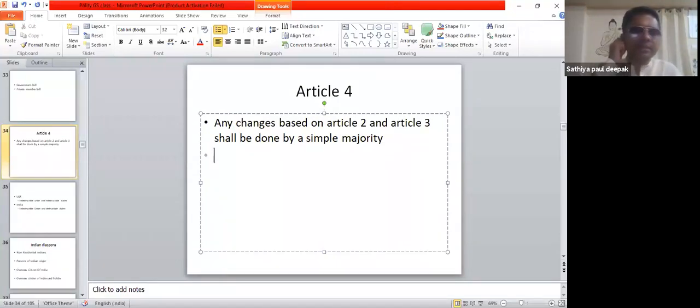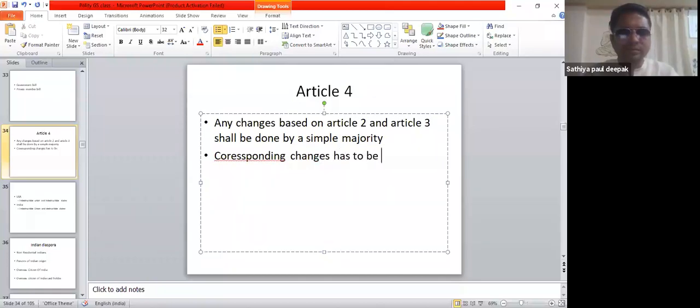Okay. Next, Article 4 also says that whenever Article 2 and 3 are altered, corresponding changes have to be made in Schedule 1 and Schedule 4. Okay, corresponding.